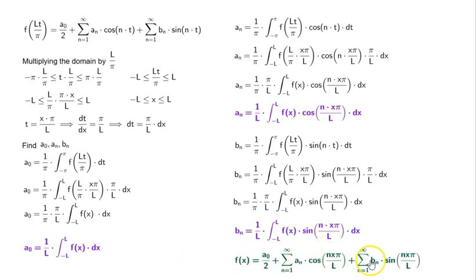So our Fourier series becomes f of x equal to a naught by 2 plus the summation from 1 to infinity of an times cos n x pi by L plus summation from 1 to infinity of bn times sine n x pi by L, where a naught is this, an is this, and bn is this.